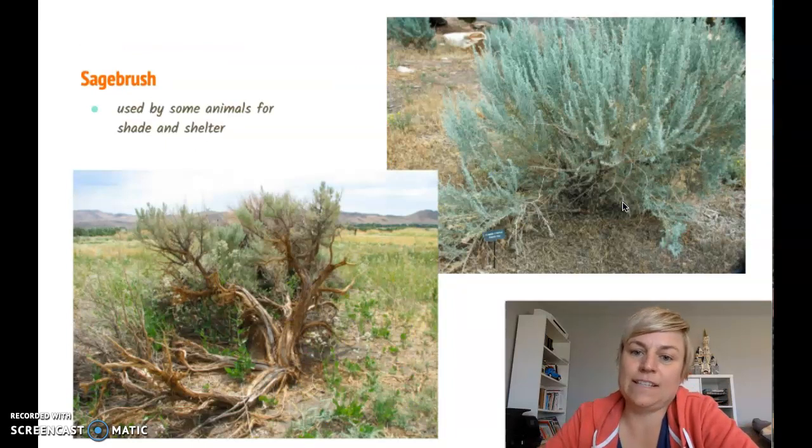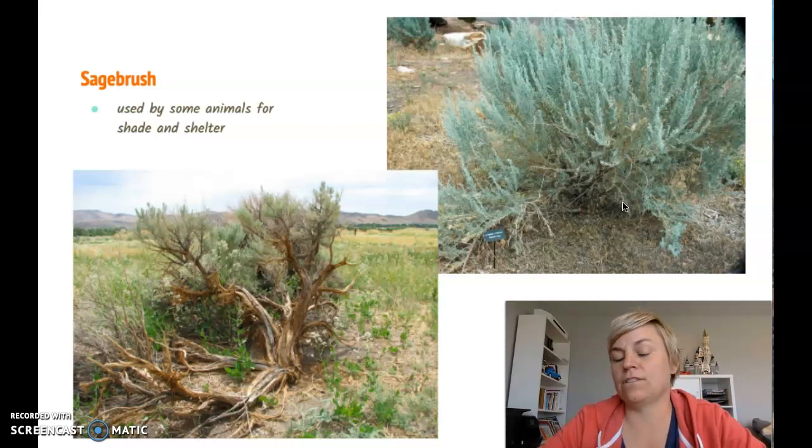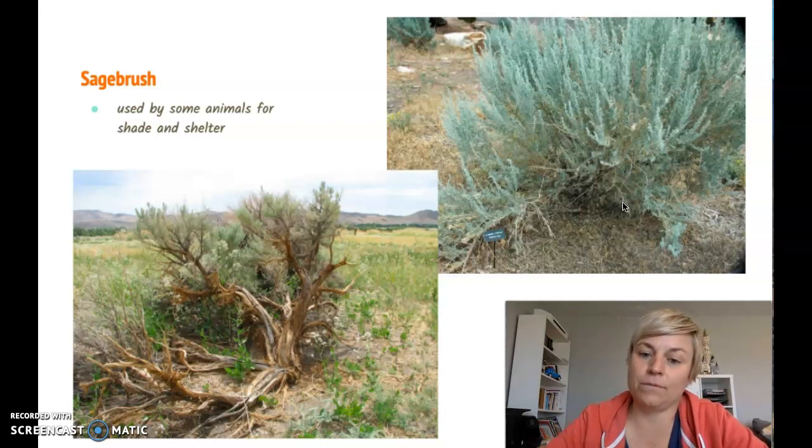Another plant that lives in the desert is sagebrush. This is common for us to see. Sagebrush is all over, and it is used by some animals for shade and for shelter. For example, rabbits hide and burrow in sagebrush. There's also another bird called the sage grouse and it lives in sagebrush.